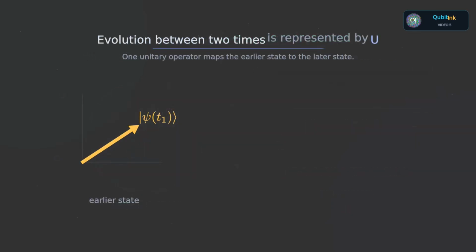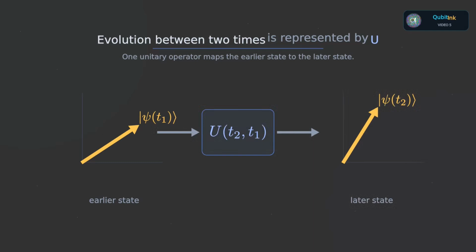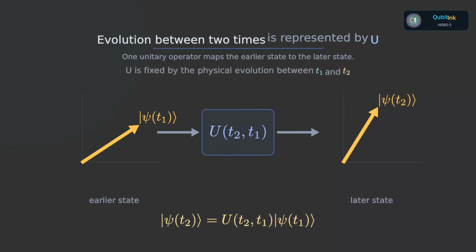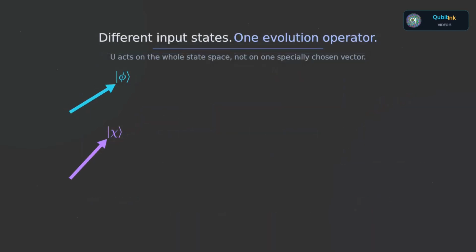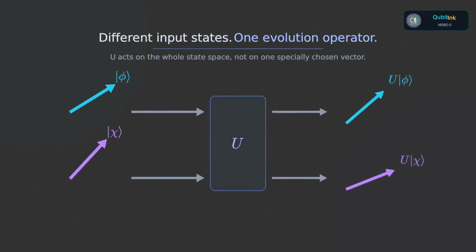Suppose the system is in some state at an initial time, and later we look at it again. Quantum mechanics says there is a unitary operator that maps the earlier state to the later one. The important point is that this operator is determined by the physical evolution between those two times. It is not chosen separately for each possible input state. So if we prepare two different states and subject both to the same closed system evolution, the same unitary operator acts on both of them. The inputs may be different. The rule is the same.